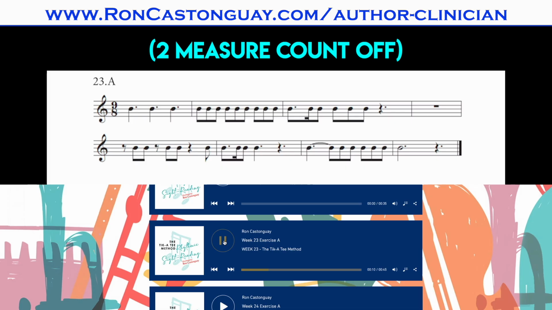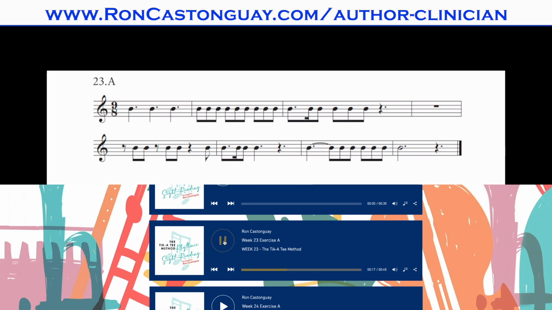One, two, three, one, ready, and ta, ta, ta, ti, ti, ti, ti, ti, ti, ti, ti, ti, ti, ta, ti, ti, ti, ti, ti, ti, ti, ta, ti, ta, ta, ti, ti, ti, ti, ti, ta.